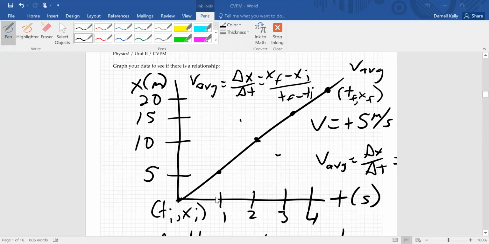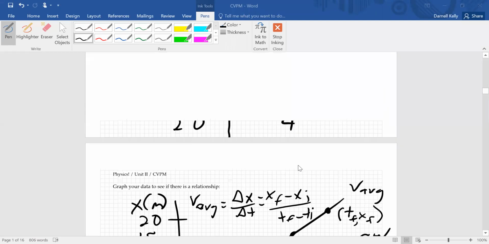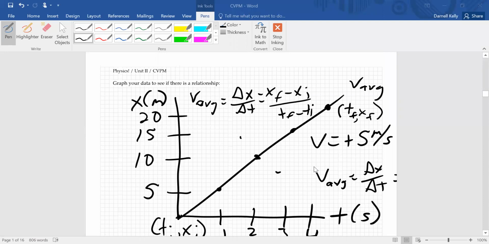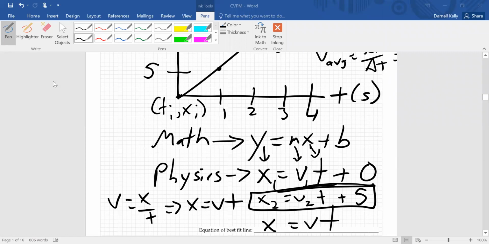So on this graph here, where it says graph your data to see if there's a relationship, why, yes, there's a relationship. It's a linear one, as we know from earlier, that the data is linear, directly proportional. Velocity is directly proportional to position. How do we know that? We can describe the relationship in a number of ways. Velocity is x over t. This is directly related. This is inversely related.